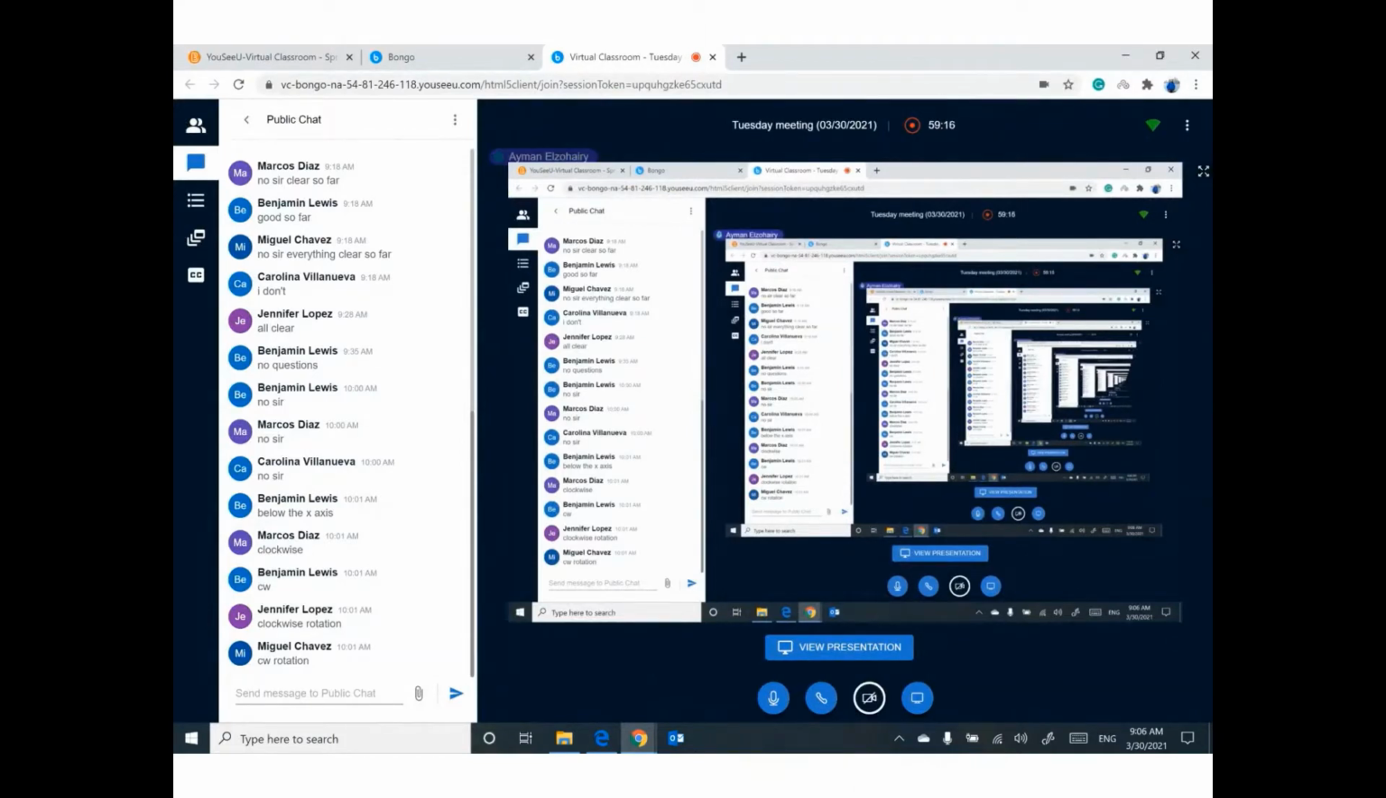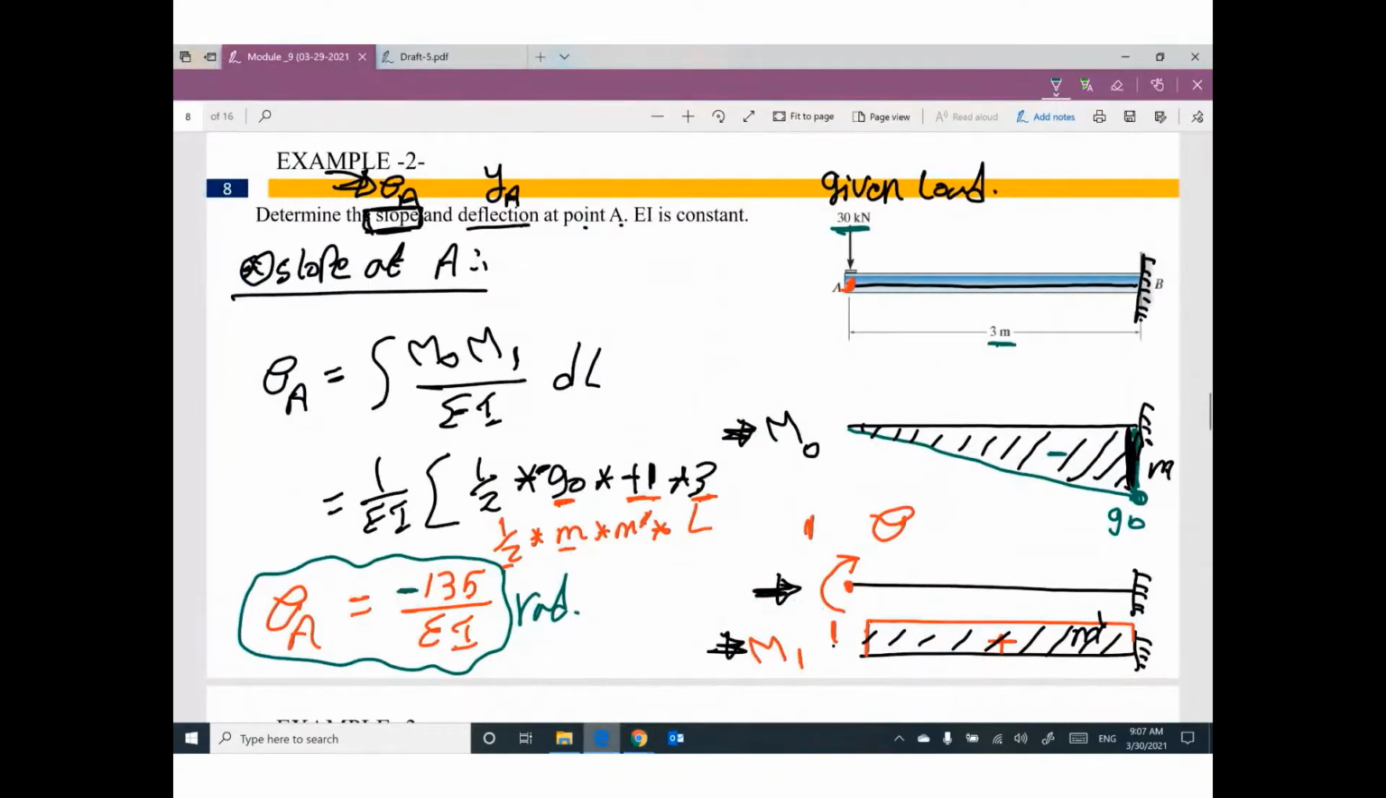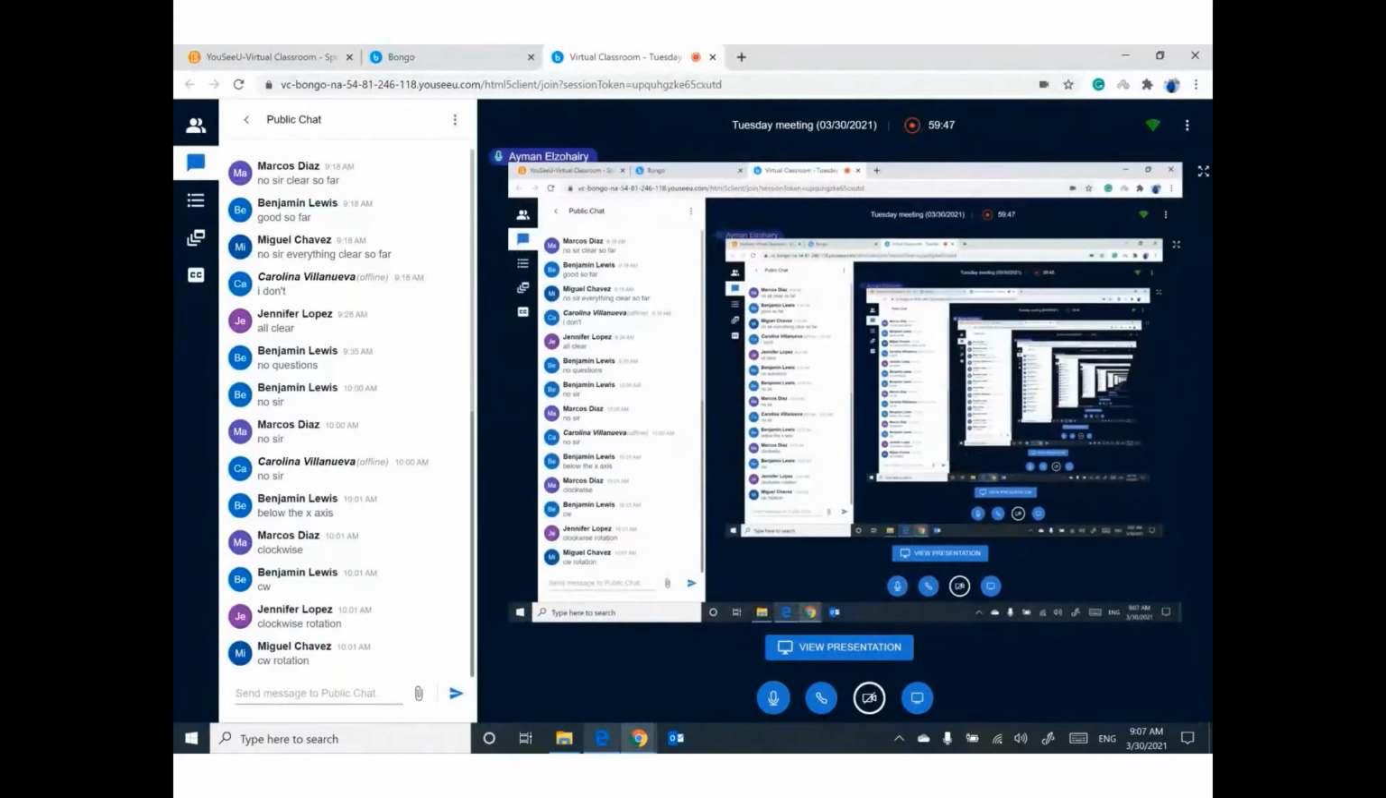No? No. Benjamin, I'm talking about rotation. Your answer is related to deflection, below or above. Above or below the x-axis means deflection, moving. But right now I'm talking about rotation. So rotation means clockwise or counterclockwise. So your answer doesn't make any sense to me. Marcus, Benjamin, Jennifer, Miguel, I'm so sorry. Your answer is not correct.